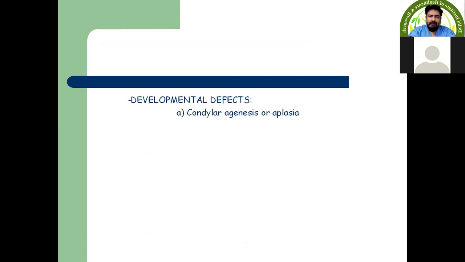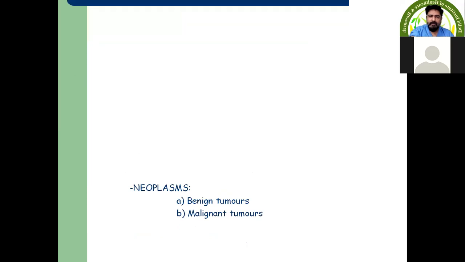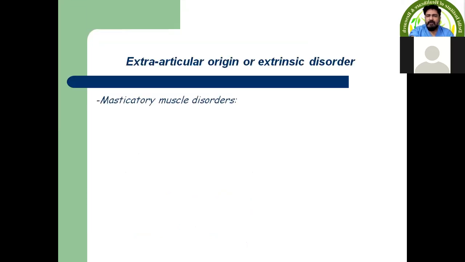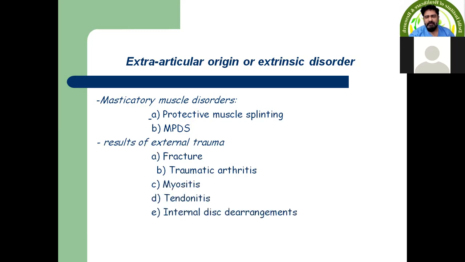Then the developmental defects such as condylar agenesis or aplasia, condylar hyperplasia, condylar hypoplasia, ankylosis, neoplasms, benign tumors, malignant tumors. Then extra-articular origin disorders: masticatory muscle disorders, protective muscle splinting, MPDS, results of external trauma, fracture, traumatic arthritis, myositis, tendinitis, and internal disc derangements.